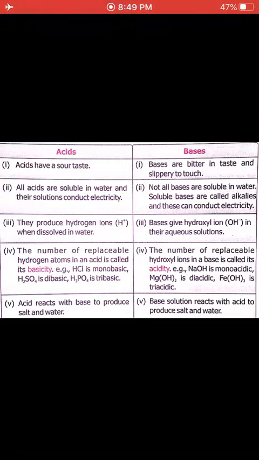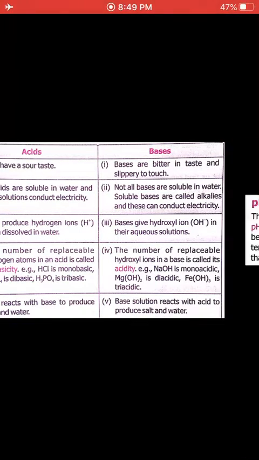Okay, and the last is, acid reacts with base to produce salt and water. Always keep this in your mind. Whenever acid reacts with a base, it will produce salt and water, and if a soluble base solution reacts with acid, it also produces salt and water. So whenever acid and base react, they form salt and water.